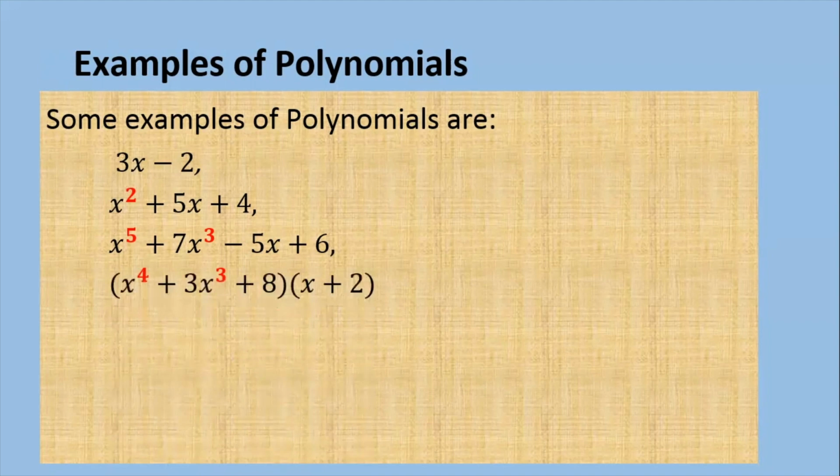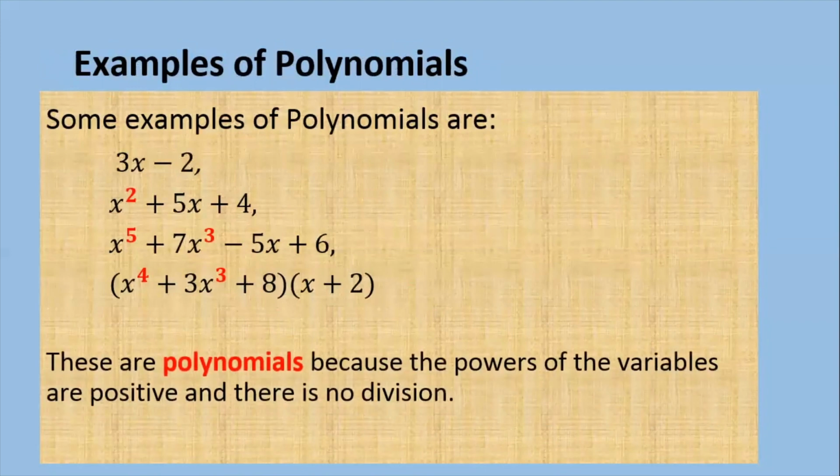Now, look at this one. You've got x power 4 plus 3x cubed plus 8, and this expression is multiplied by x plus 2. Now, is this a polynomial? Yes, it is, because you can multiply, but you cannot divide. So these are polynomials because the powers of the variables are positive, they are integers, and there is no division.